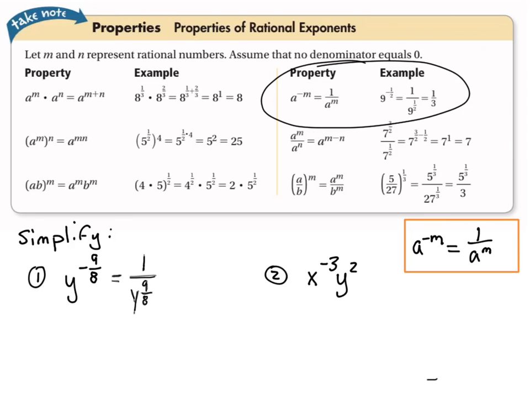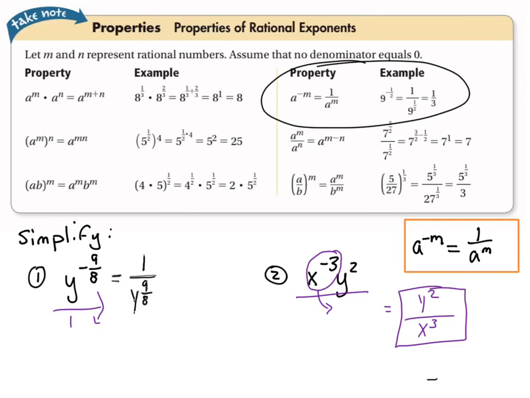All right, in the second example, we do something similar, but we only have one quantity with a negative exponent, so it's the only thing that would have to move. So your answer here is going to be y squared over x to the 3rd. So in this case, keep in mind for the first one, we moved this in order to make the exponent positive. So these are what we're looking at.